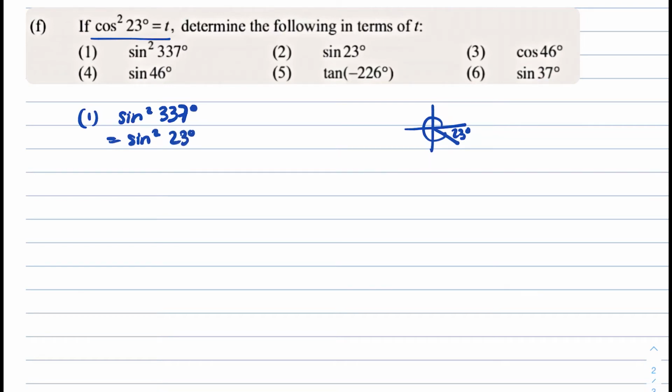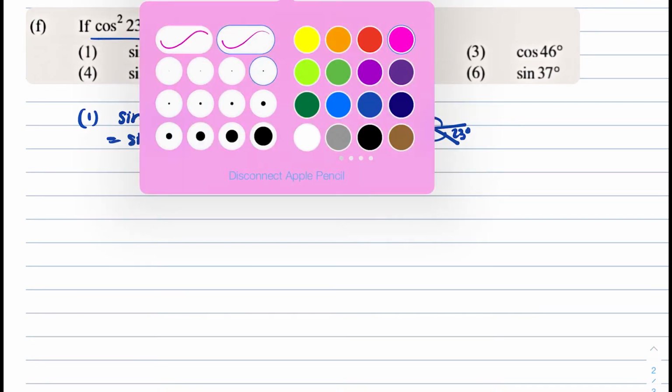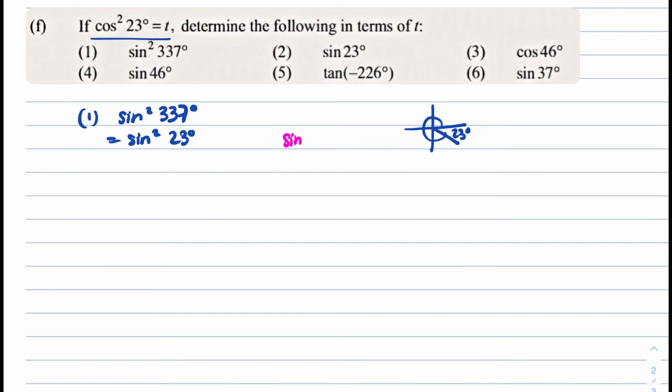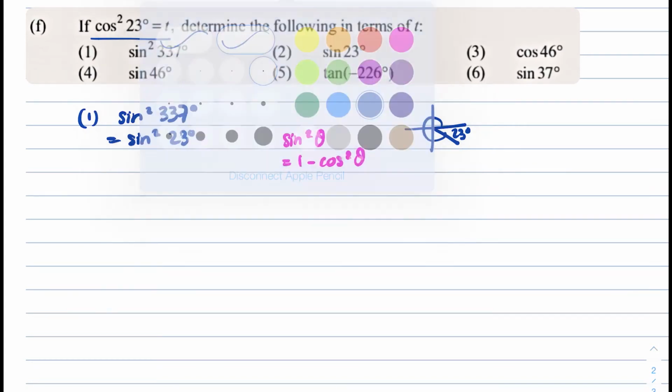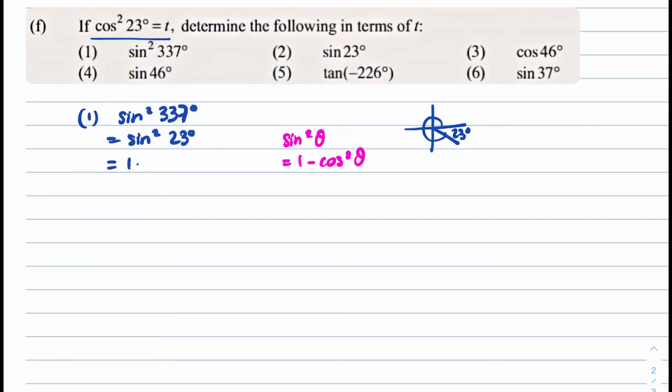Alright, if I've got sine squared 23 degrees and I want cos squared, we can use our grade 11 identity that sine squared theta can be written as 1 minus cos squared theta. So we can write this as 1 minus cos squared 23 degrees. Well, cos squared 23 degrees is t, so we have 1 minus t.